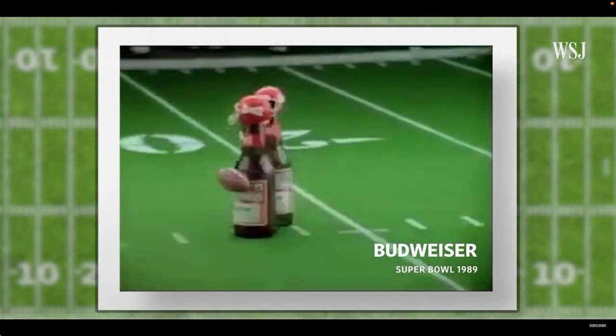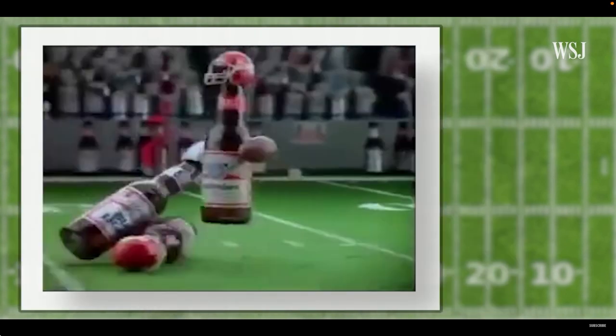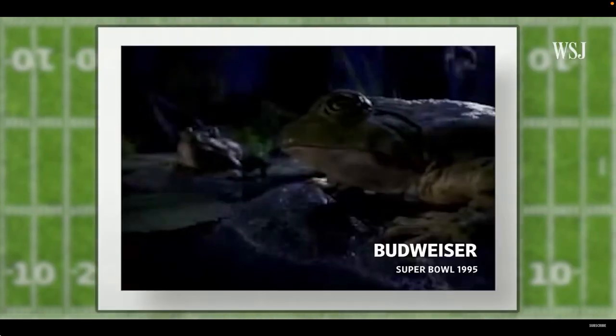Bud takes it at the 18. Hands off to Bud.